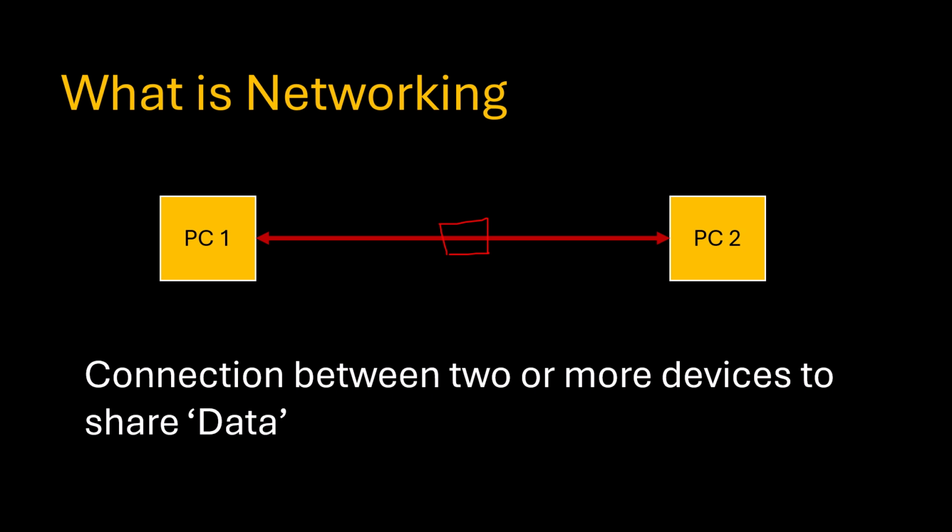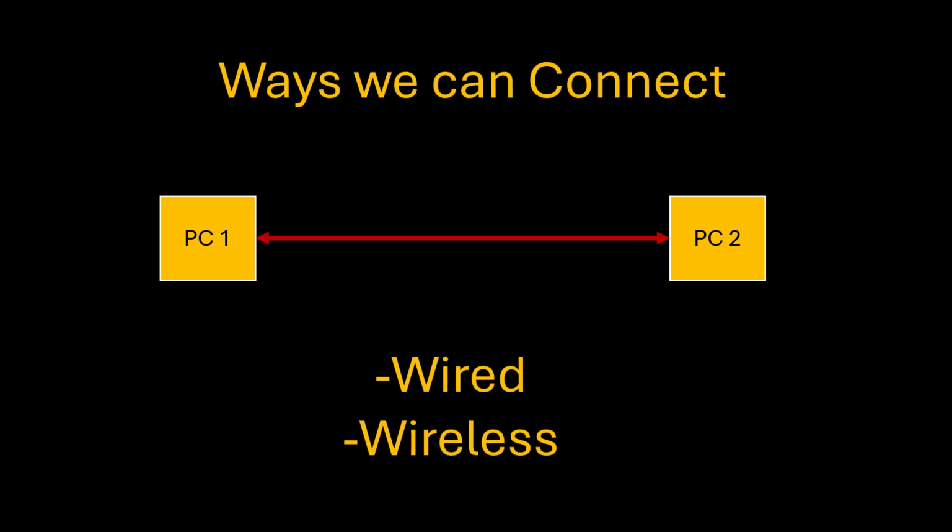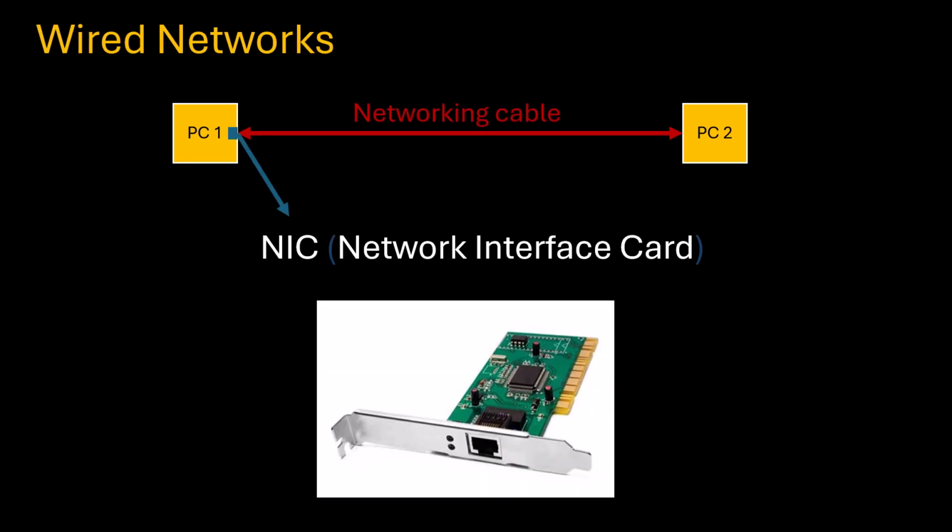And let's go to the next slide. All right. We have two types that we can connect our devices. One of them is wired and one of them is wireless. In this video, we are going to focus on the wired connection, and in the next lecture, we are going to focus more on wireless. Now, I've already told you that this red line is the networking cable. Let's move to the next slide.